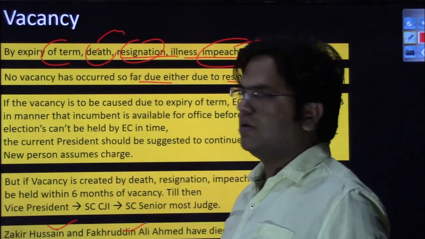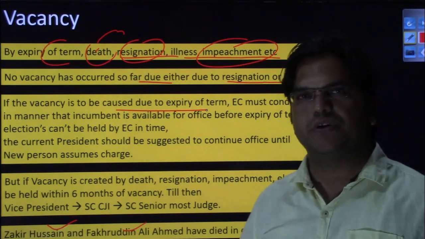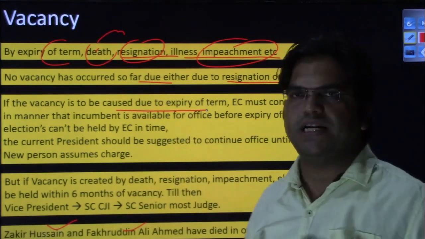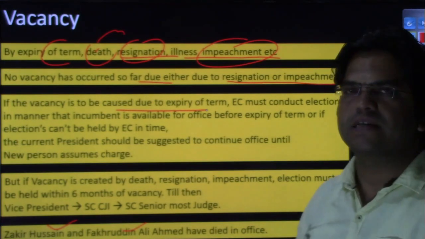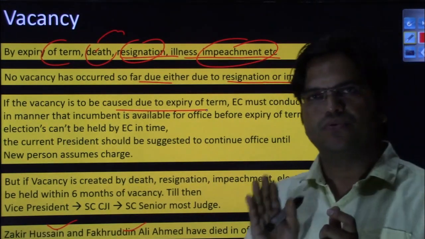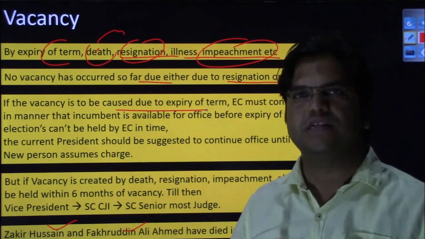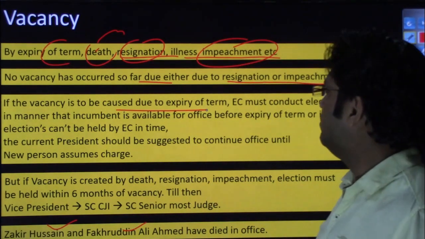So now if the vacancy is caused due to expiry of term, this is not something unexpected, right. Every 5 years this vacancy occurs. So in that case, the Election Commission should conduct the election at the appropriate time to ensure that the new president assumes office before the expiry of the term of the incumbent, right.